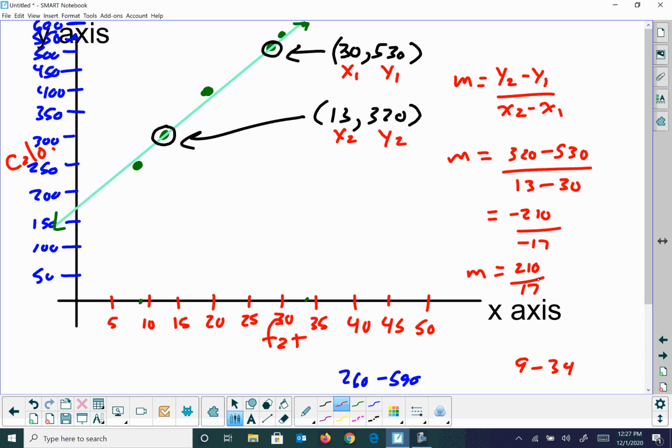Now sometimes when you're dealing with a line of best fit, it's best to make this a decimal. I know we haven't really talked about that much, but you just take the top divided by the bottom, and that comes out roughly to 12.35. So we have a slope of 12.35, okay? So then I'm going to go ahead and use my point slope equation.